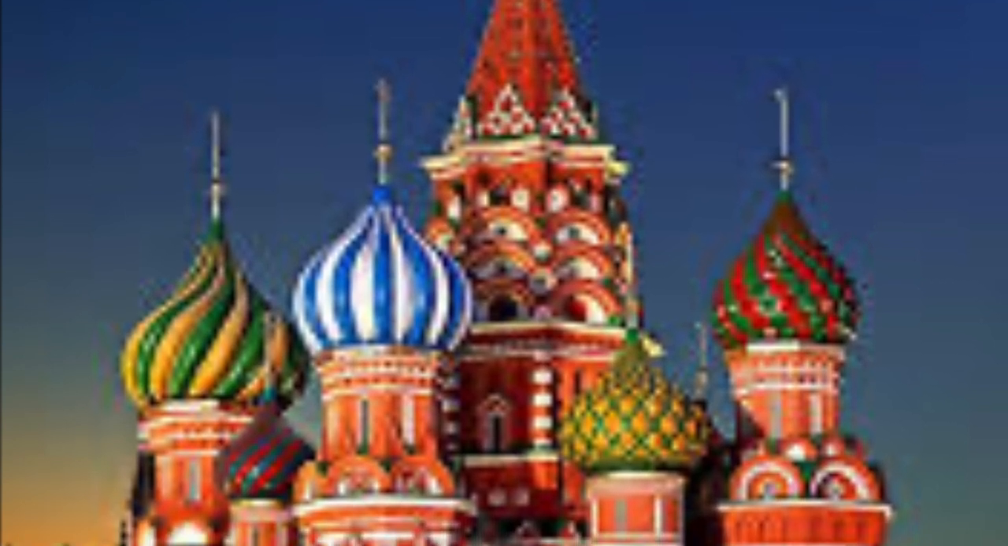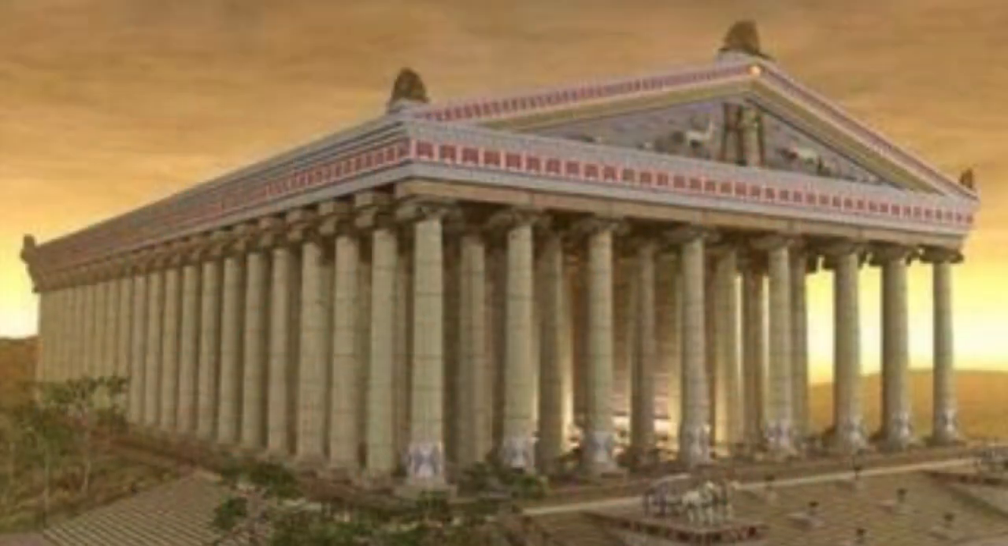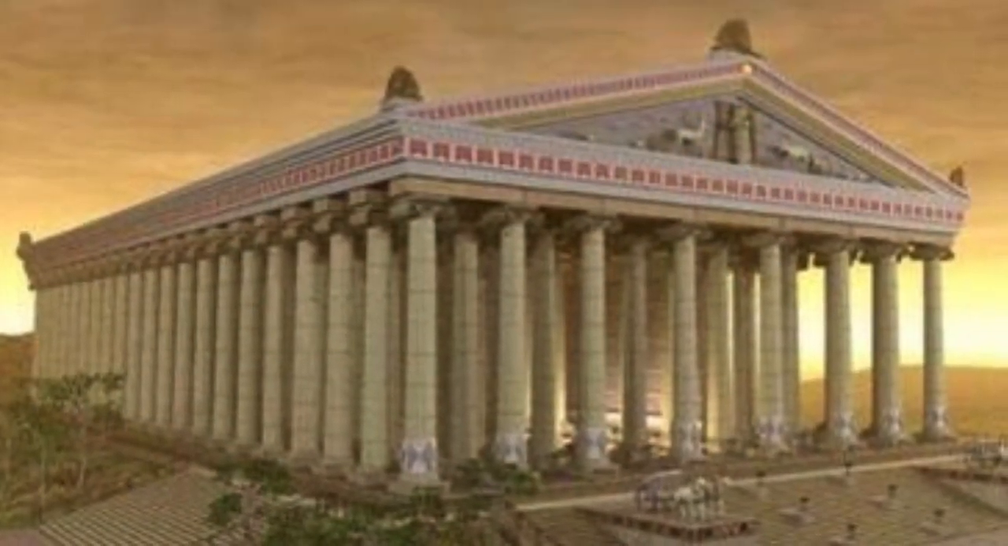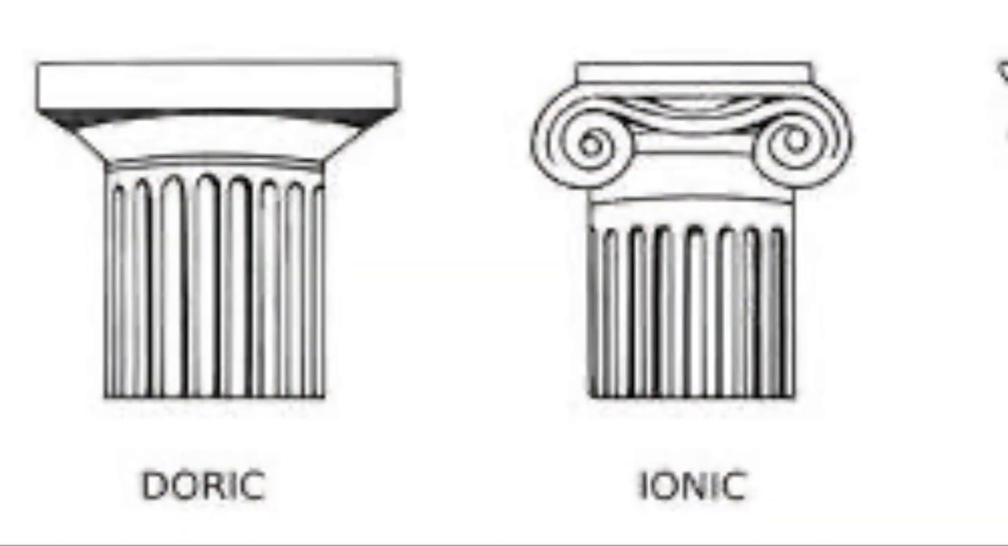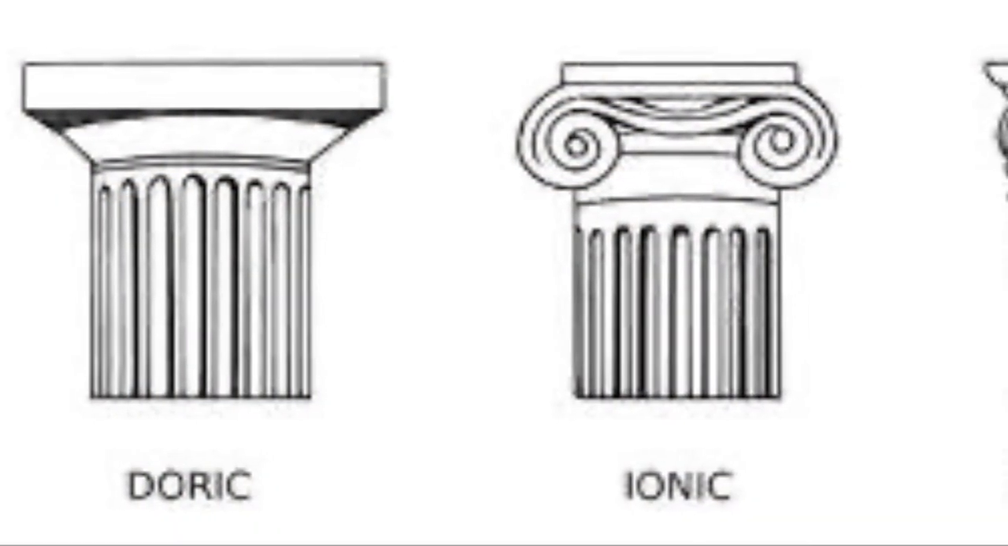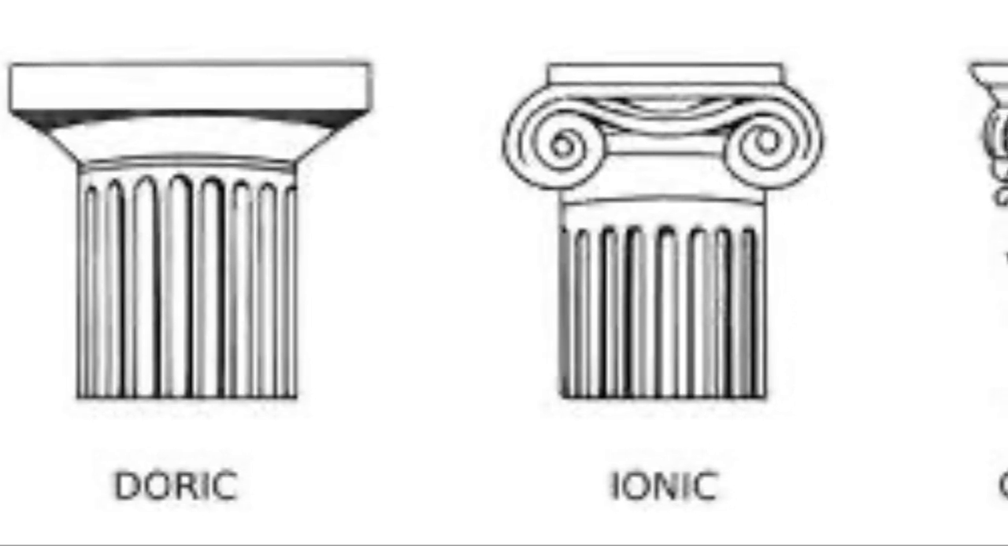This is St. Basil's Cathedral in Moscow, Russia. You can notice the onion domes and how colorful it is. Most of the Western architectures are based on Greek architecture, which is very, very ancient. Most of the important buildings in US or in Europe are based on this Greek type of architecture.